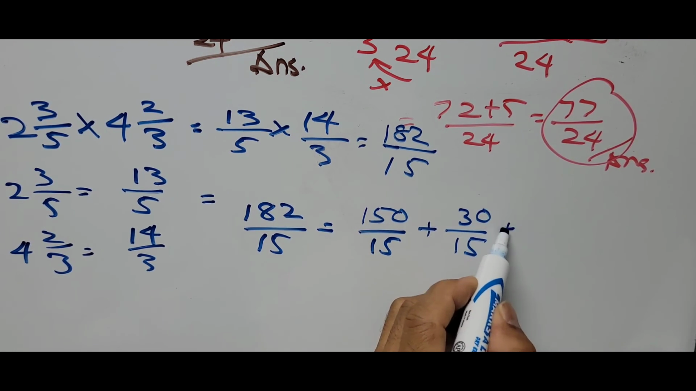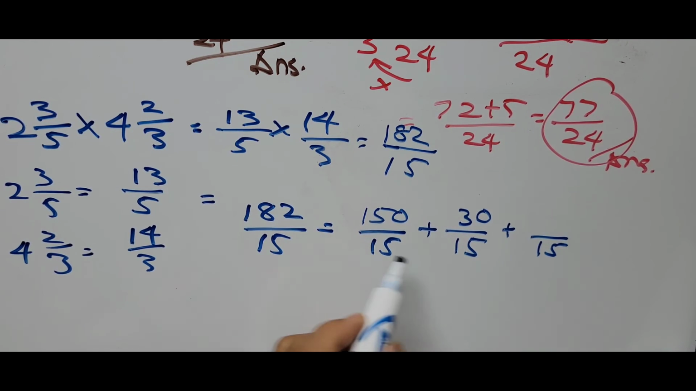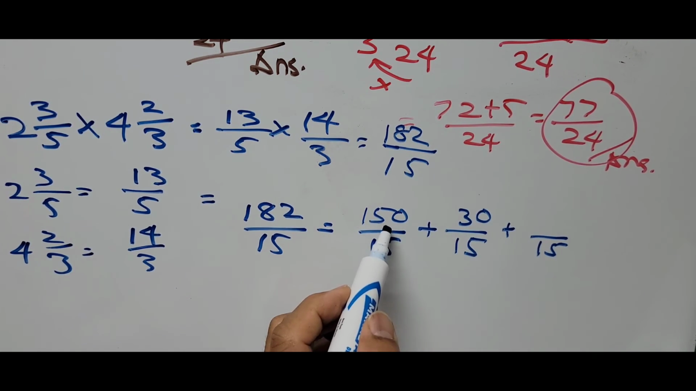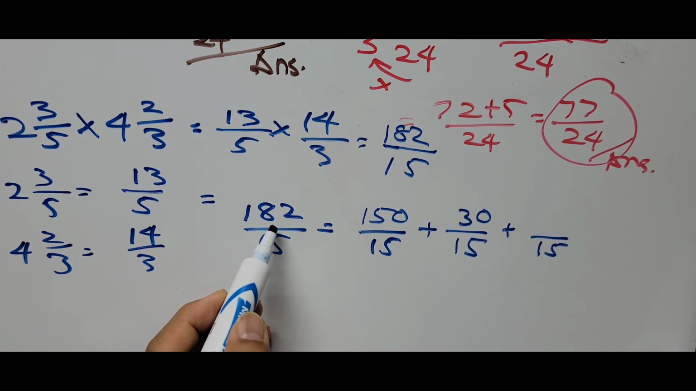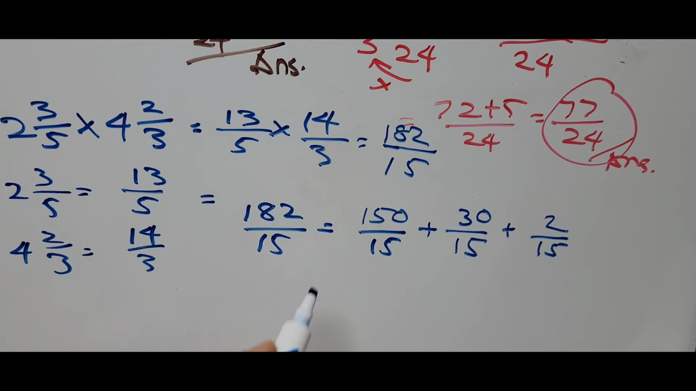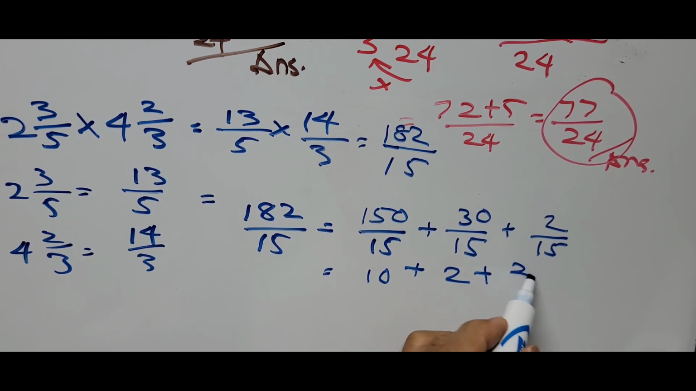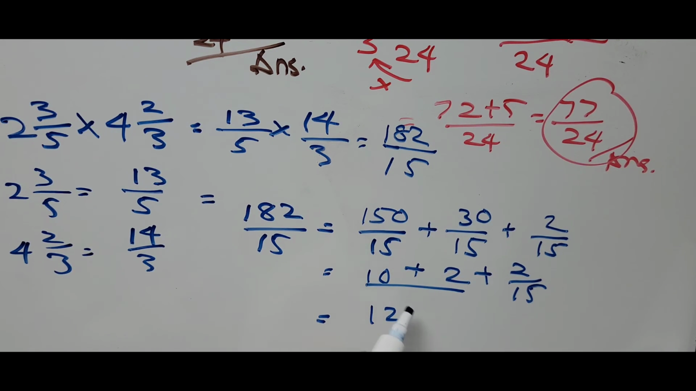All right. And what remains is that, what's the remaining of that? 150 plus 30 is just 180. What remains out of that 182? That's 2, right? So that's 2 over 15. Okay. So, and now 150 over 15, that's 10. Plus 30 divided by 15 is 2. Plus the remainder 2 over 15. Come up to this point where we can add those whole numbers. So 10 plus 2 is 12. Plus 2 over 15. Just add it up. So that's the answer.